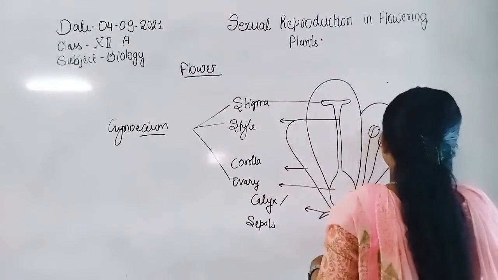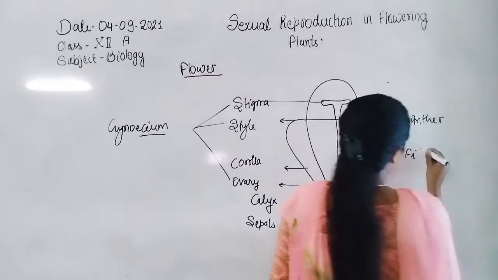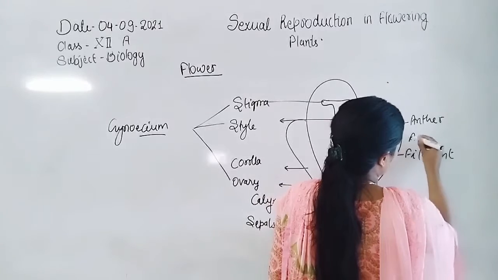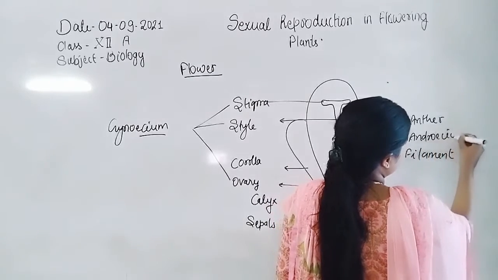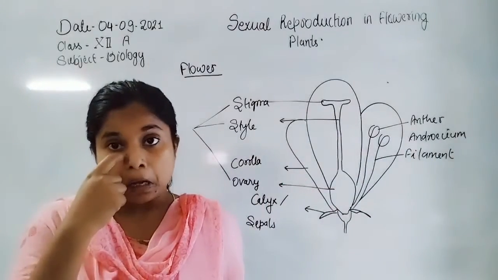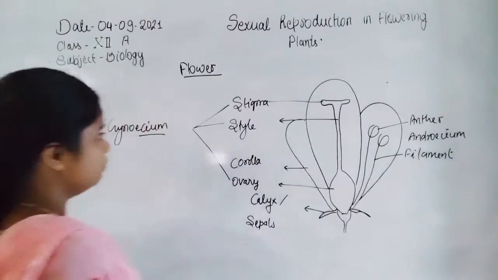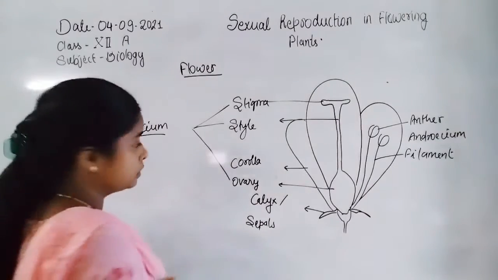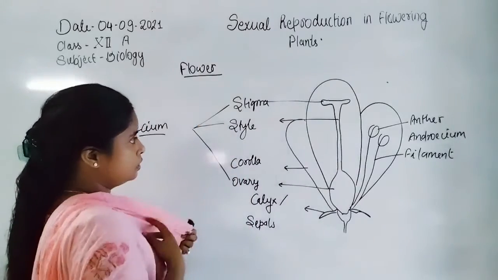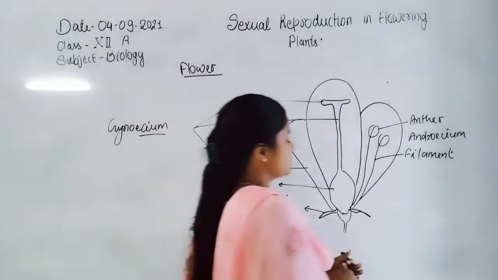Now here is the anther and the filament. These two together are known as the androecium. So overall these are the parts of the flower which develop the male and female reproductive organs. The gynoecium represents the female reproductive organ, whereas the androecium represents the male reproductive organ.